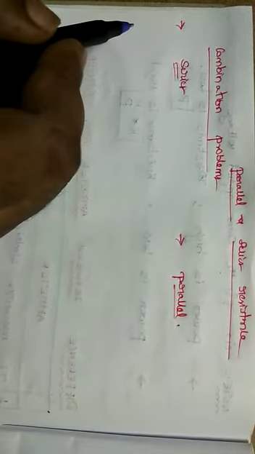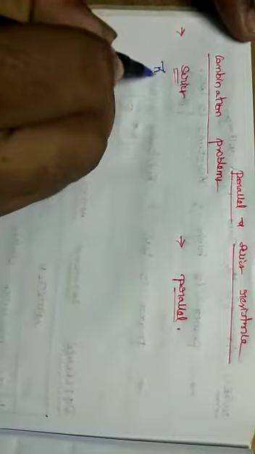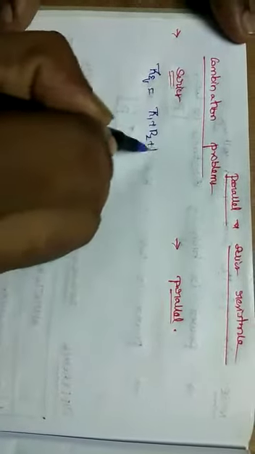Parallel and series resistance combination problems. Let us see, first of all, we know about the series formula and parallel formula. Whenever the resistors are connected in series connection, how can we find the equivalent resistance? By using this formula, R equivalent is equal to R1 plus R2 plus R3 plus so on.